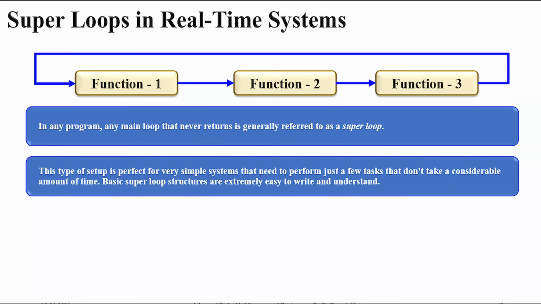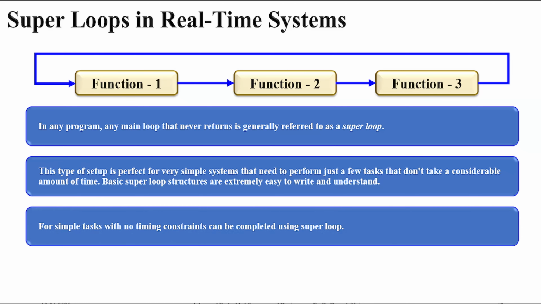This type of setup is perfect, or we can say good enough, for simple programs where function 1, function 2 and function 3 do not take too much time, and we are not worried about time related constraints. In such cases, we can go for super loops. For simple tasks with no timing constraints, one can rely on super loops.